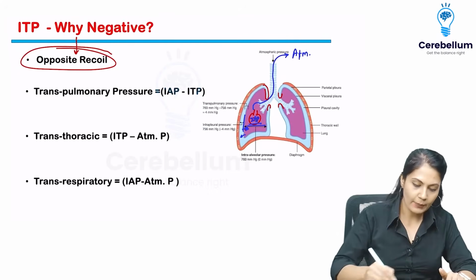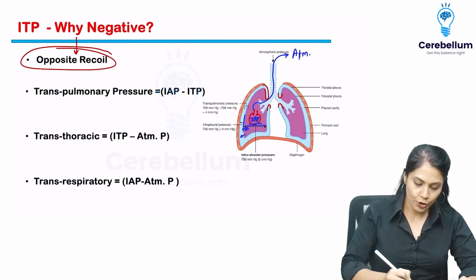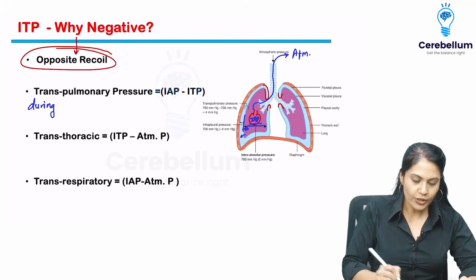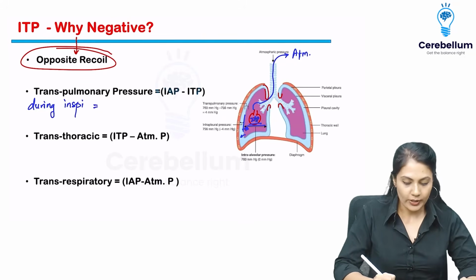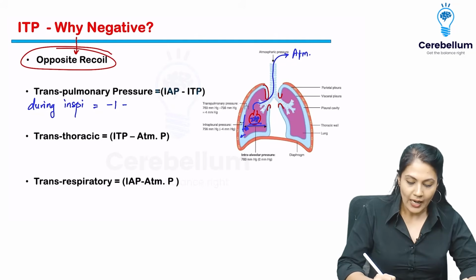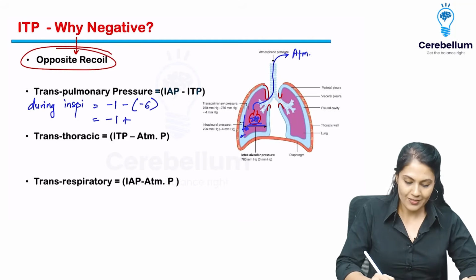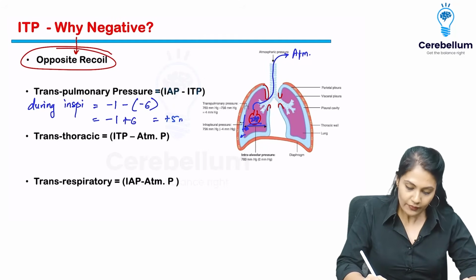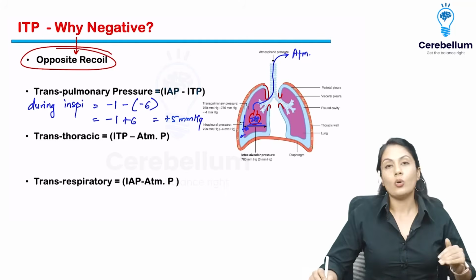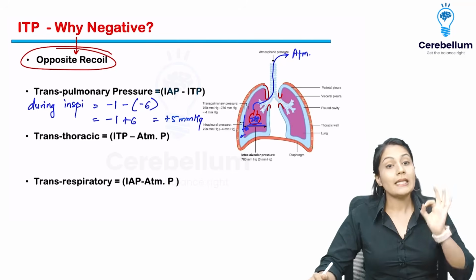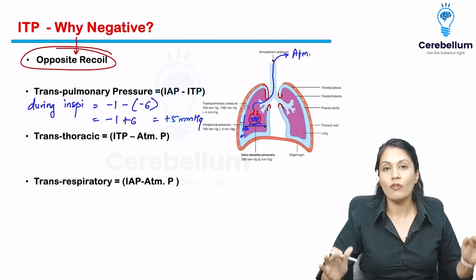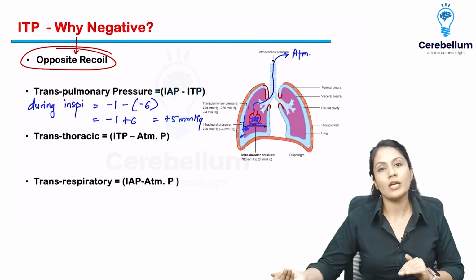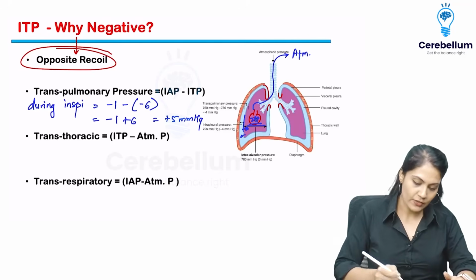If I calculate IAP and ITP during inspiration, why during inspiration? Because it is more negative, and I'm choosing more negative pressures to show you something. IAP is going to be -1 and ITP is going to be -6. So -1 plus 6 is going to be +5 mmHg. So please remember, all the intra pressures are going to be negative, but the TPP, the transpulmonary pressure, will never be negative even during inspiration. Why? Because the ITP is always more negative as compared to IAP. Alright, so please remember that.